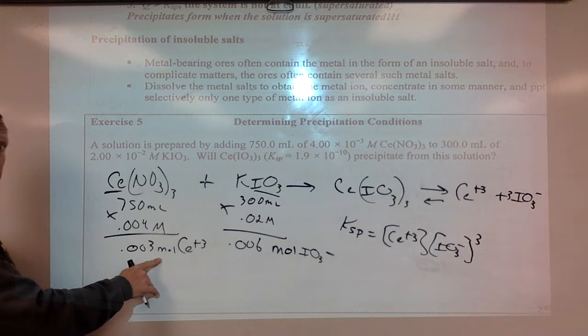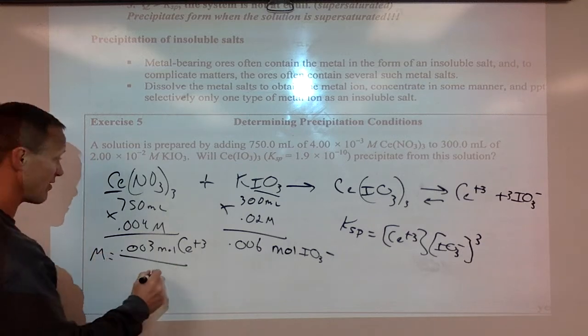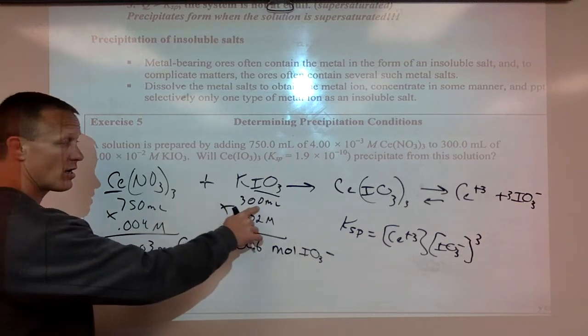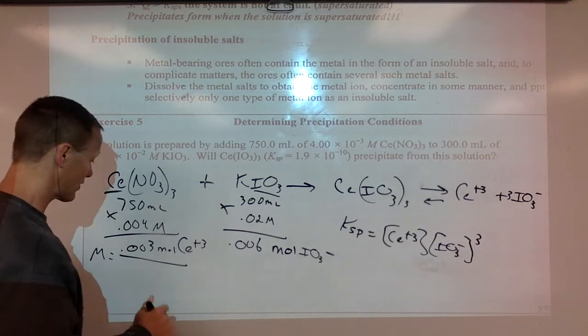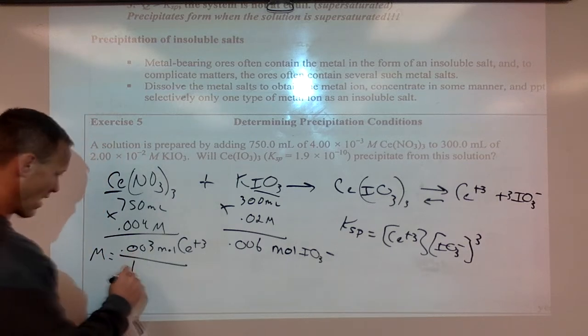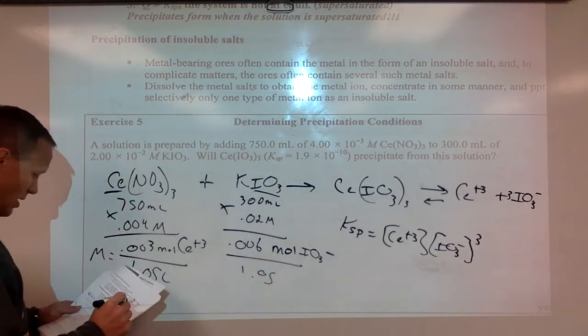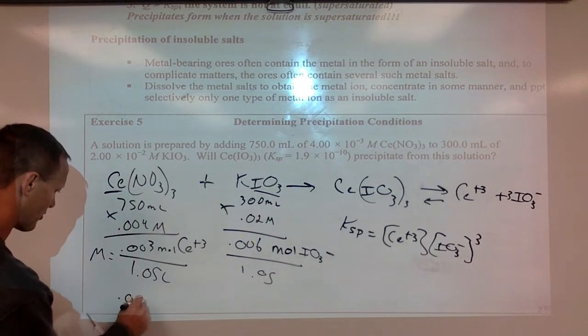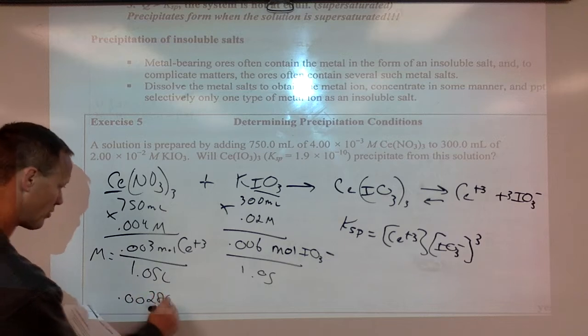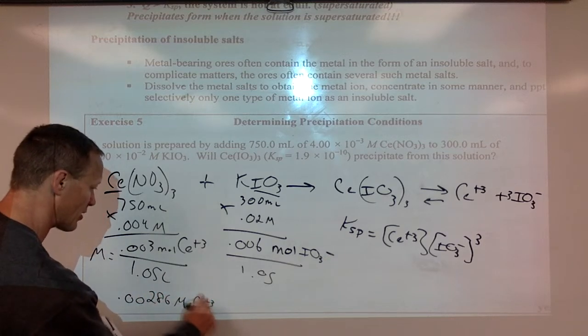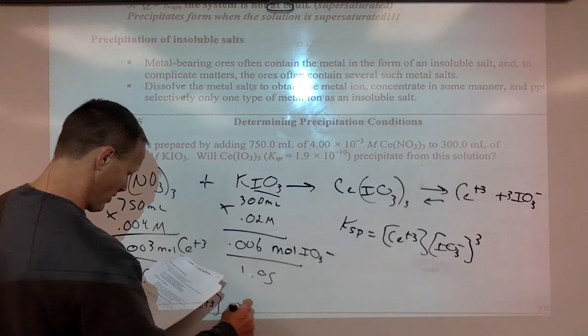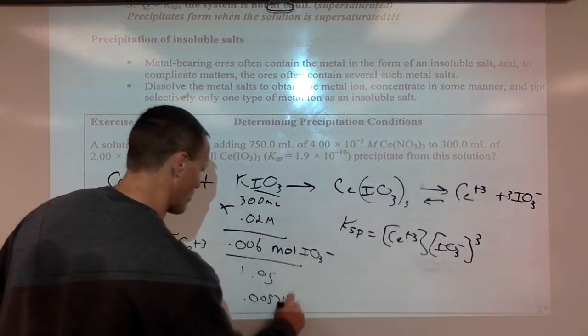We need to get this into molarity. So the molarity would be this divided by the liters, which is 750 plus 300, okay, 1050 or 1.05 liters. Divide this by 1.05 liters. And this molarity is 0.00286 molar. Again, that's Ce+3. And this one is 0.00571 molar. Again, that's IO3 negative.